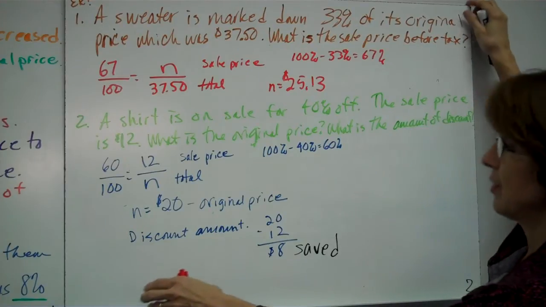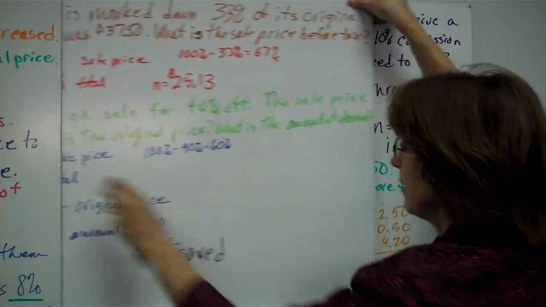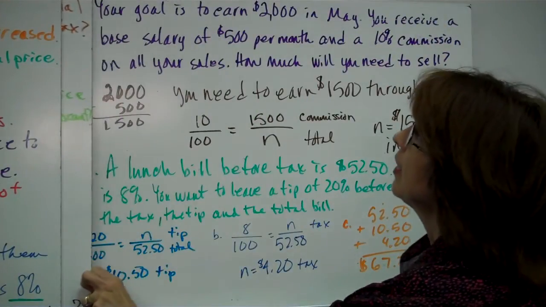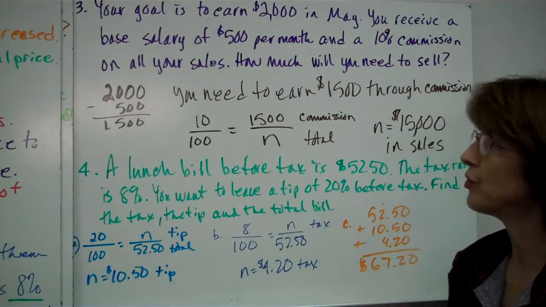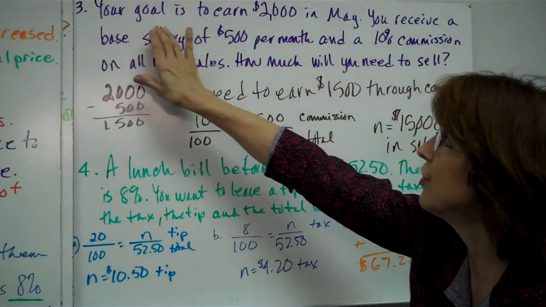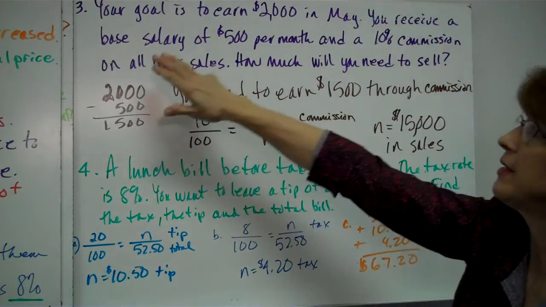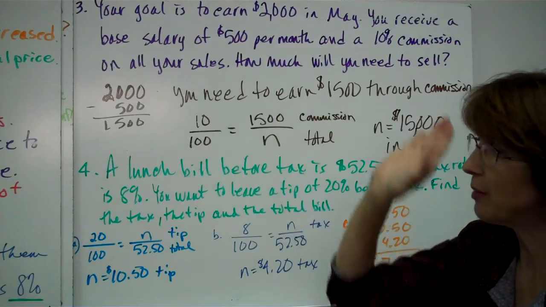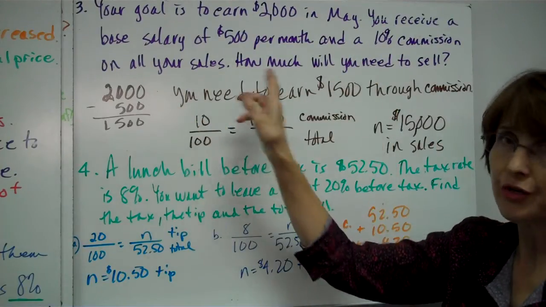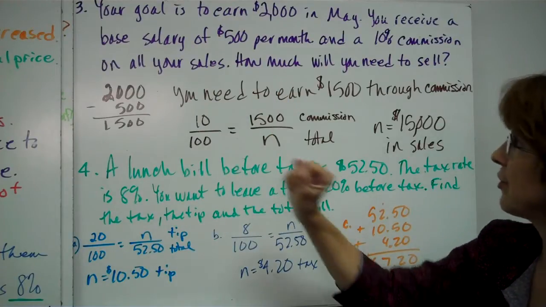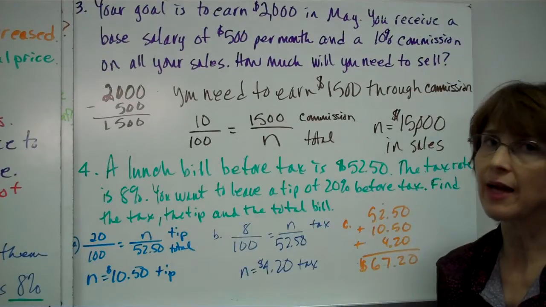All right, so now the next one, try to do this right. Next few examples. This is going to be about commission now, so we're out of the store, we're now working, supposedly. Your goal is to earn $2,000 in May. Sounds like a good goal. You receive a base salary of $500 per month. Just for coming to work, showing up, you get $500. And you get a 10% commission on all your sales. You get 10% of whatever you sell. How much will you need to sell? If you want to earn that $2,000, how much are you going to have to sell?